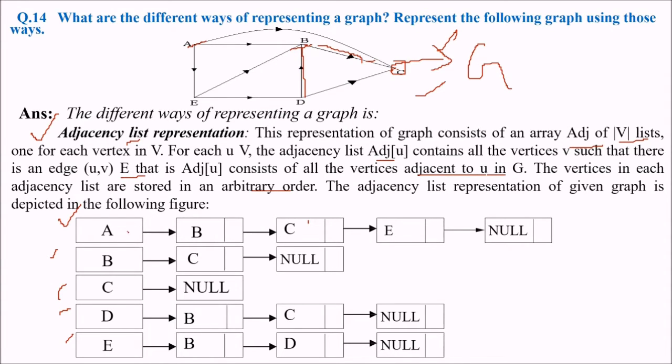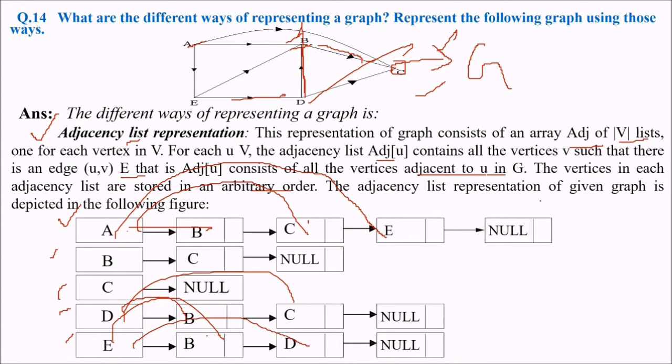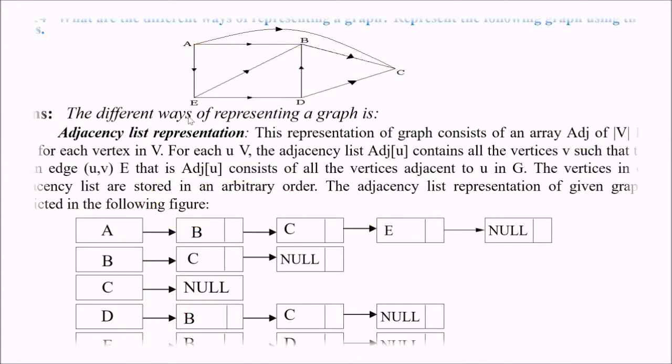So in this case, A, B has a path, so we wrote AB. A, C has a path, we wrote AC. A, E has a path, so we wrote AE, right? So I hope you got this idea. Let us see one more, if any problem is there. We have D to B, okay, then we have D to C, so D to B is there, D to C is there, and E to B we have, and E to D also we have, right? This is how we store adjacency list.